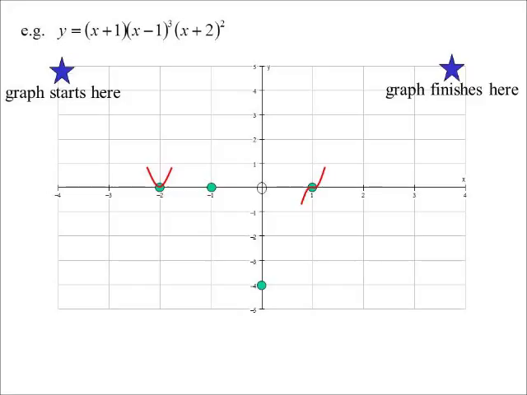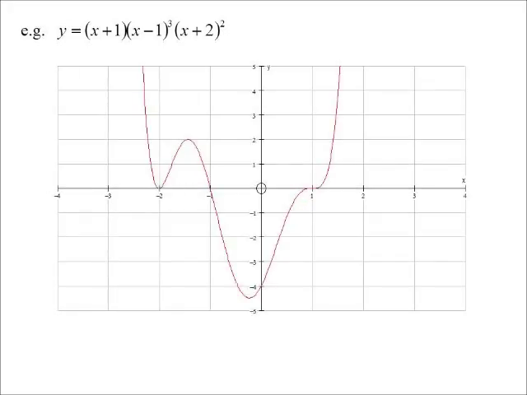Now, -1 comes from x plus 1. It's to the power of 1. So it'll just cut it like a straight line. There's what the graph actually looks like. So there you go. Now, of course, now that we've seen calculus, we could get more information. We could find out exactly where it turns up there and down the bottom and things like that. But for a rough sketch, that's how we can do it with a polynomial.